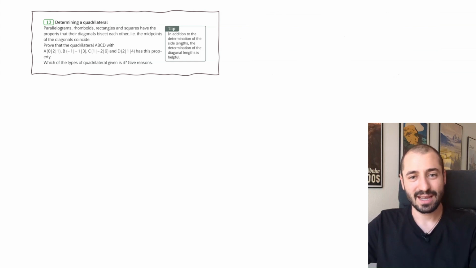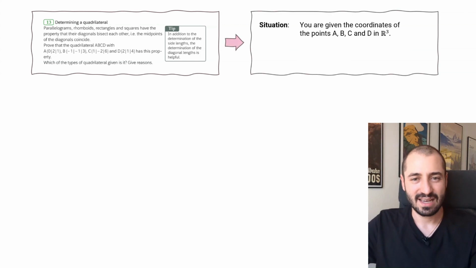So here we are looking at a common textbook exercise in analytic geometry. This type of exercise comes in different variations, but if we break them down, the situation is essentially as follows. You're given 4 points A, B, C, D in three-dimensional space. And the question we are asking is, what type of quadrilateral do these points A, B, C, D form?